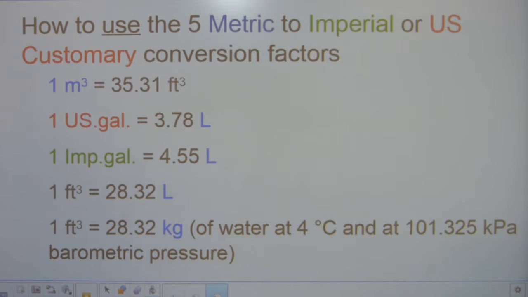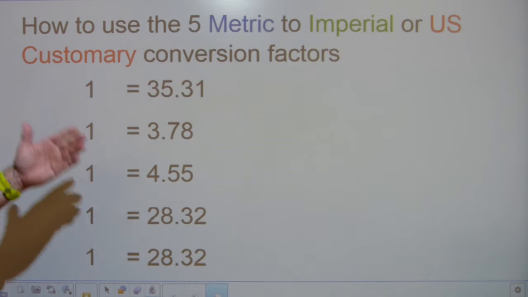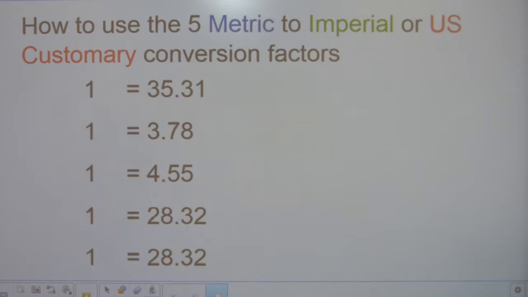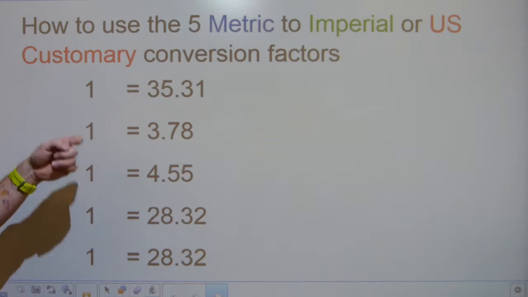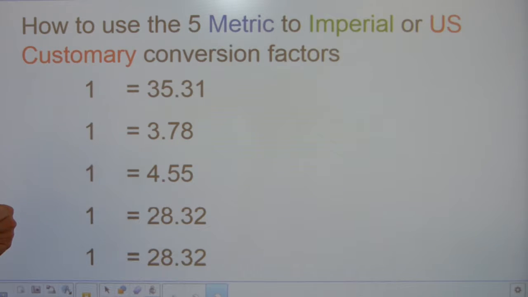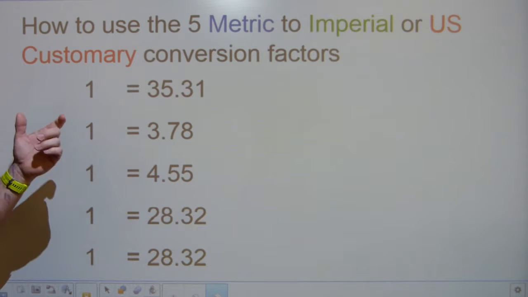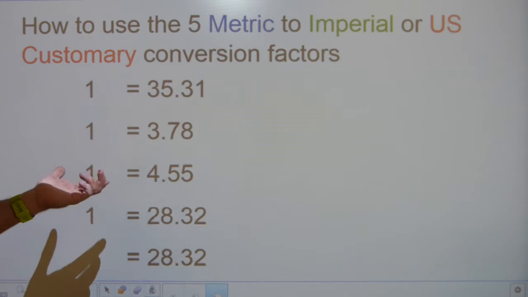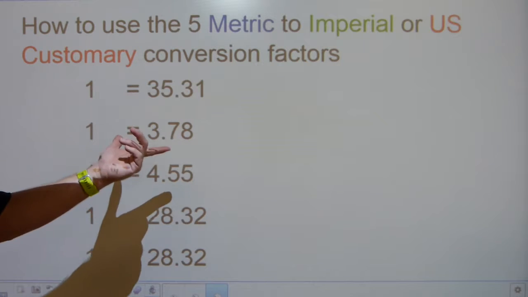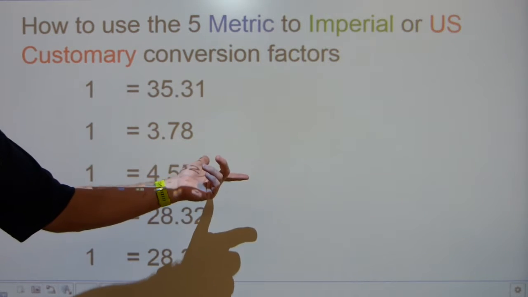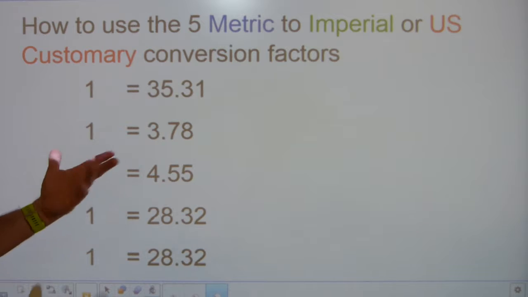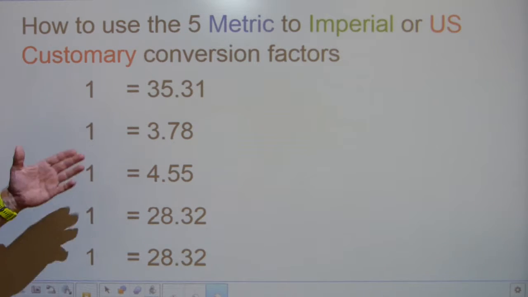So, to illustrate this, if I remove the words that indicate the units of measures, you can see the numbers become nonsensical. 1 does not equal 4.55. 1 does not equal 3.78. Because you need the words here. 1 watt equals 3.78 watt. Okay, so you can't leave out the units of measures.